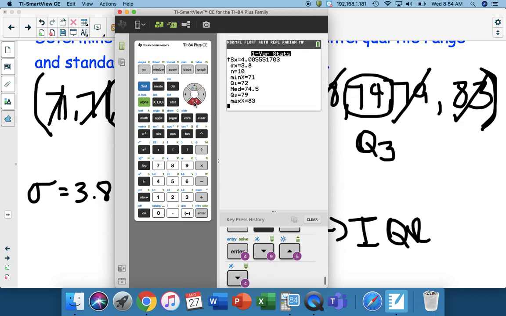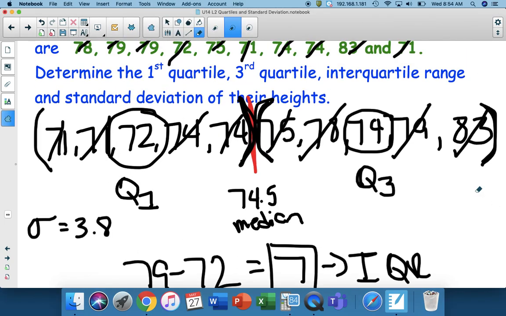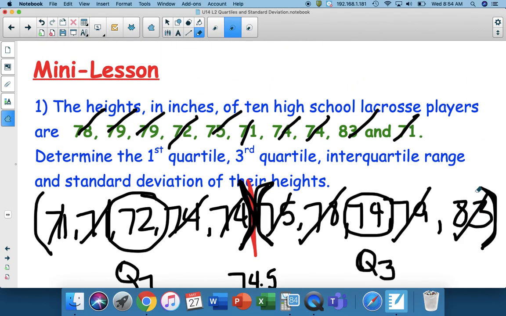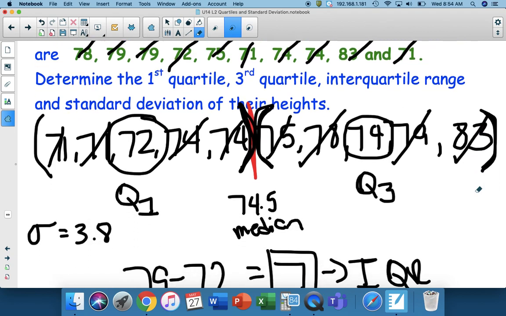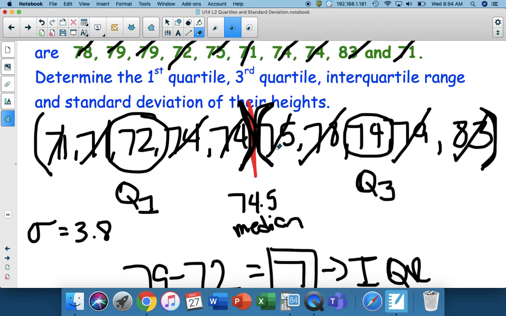And your standard deviation just tells you kind of the average to get to the next thing. For example, if we're talking about right here, the inches of 10 high school lacrosse players, that's saying that if my median is 74.5, my next standard deviation is 3.8 inches away. So like the next average thing is going to be about 3.8 inches away, which is fairly around 72. You know what I mean? So pretty accurate stuff. All right.